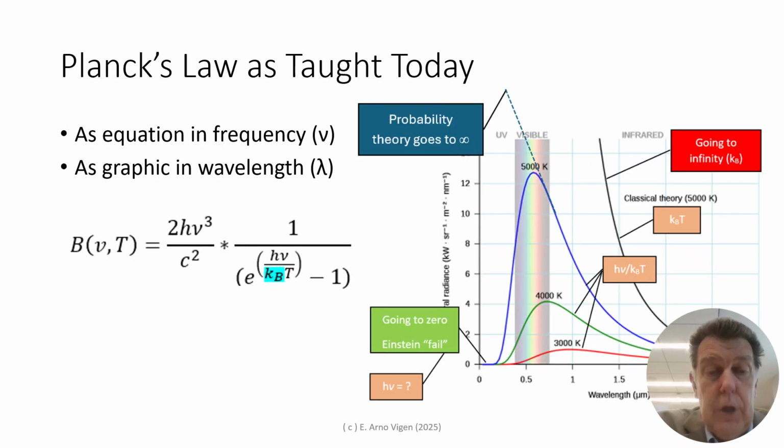Now, Planck's law as taught today uses the formula here at the left, okay? It has an equation for the intensity, which is calculated by this comparison of the frequency versus the Boltzmann constant times temperature. However, the interesting thing is, if you look over here at the graphic, what you find in the textbook is not using frequency, it's using wavelengths. So why is that? And how is a student supposed to understand that?